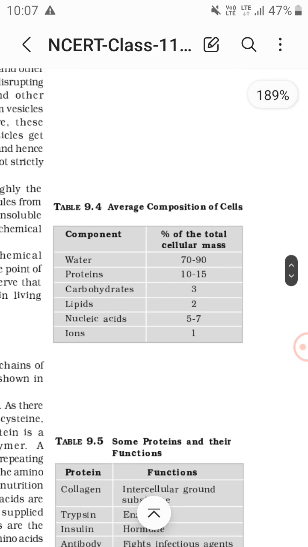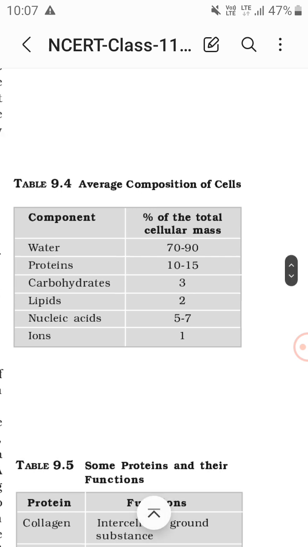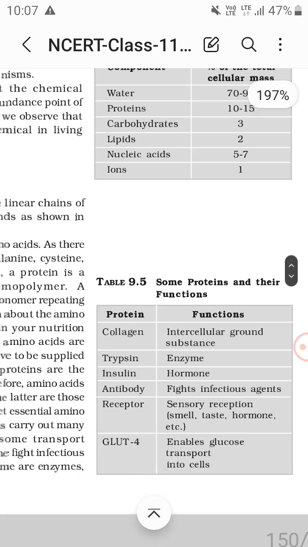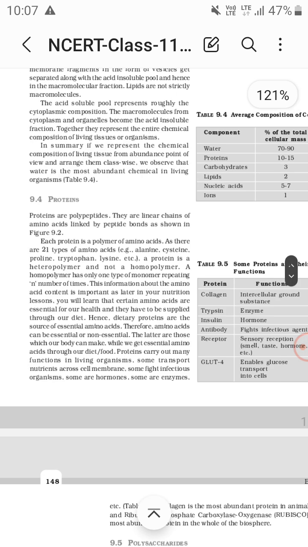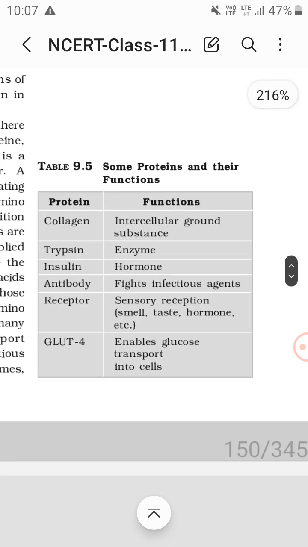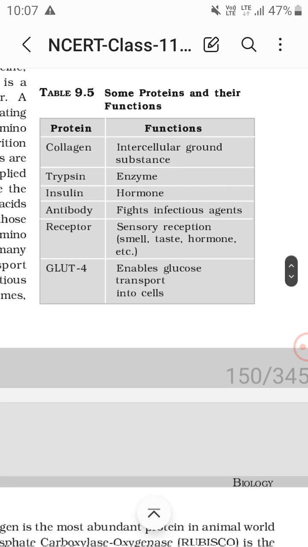Now the average composition of cells, the percentage of the total cellular mass taken by each component: water 70 to 90%, proteins 10 to 50%, carbohydrates 3%, lipids 2%, nucleic acids 5 to 7%, ions 1%. Now some proteins and their functions. Collagen, function: intercellular ground substance. Trypsin, function: enzyme. Insulin, function: hormone. Antibody.